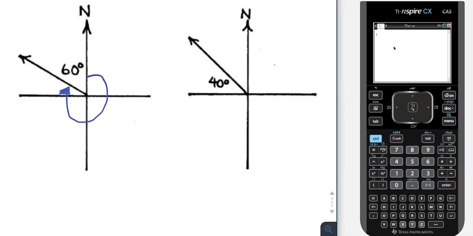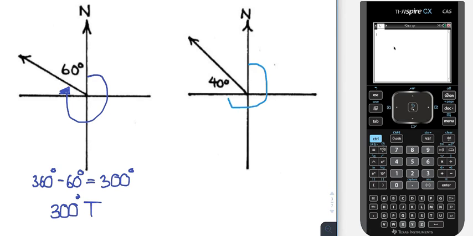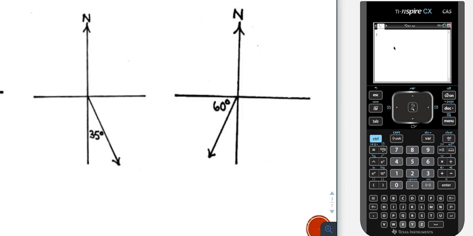Some examples. This first one, we're looking at having to go from north all the way around to the angle. So I know this is 60 degrees. I know that in a circle there's 360 degrees, so I can do this as 360 minus 60, so my answer is 300 degrees true. I can do something similar for the next one. I note that I've got 270 degrees, and I'm going to add that little 40 to it, so 270 plus 40 is 310 degrees, and that's my answer, 310 degrees true.